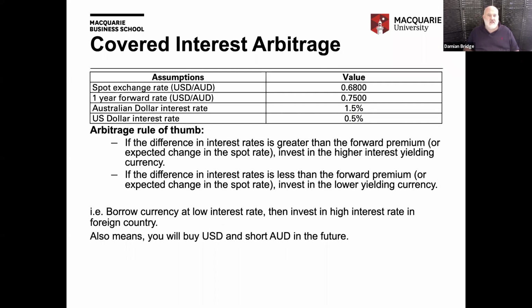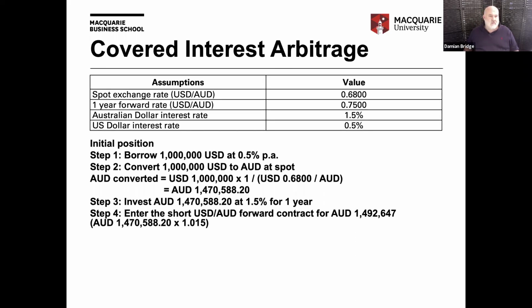So if the difference in interest rates is greater than the forward premium, we invest in the higher yielding country. If the difference in interest rates is less than the forward premium, we invest in the lower interest currency. So we borrow the currency at low interest rates and invest it in high interest rates, okay? So how would we do this?